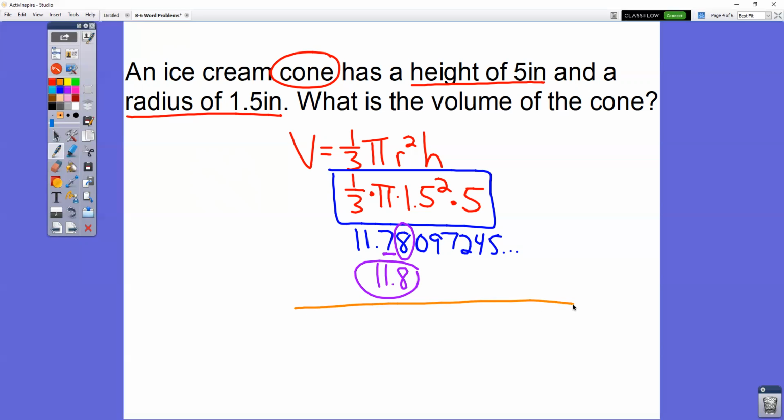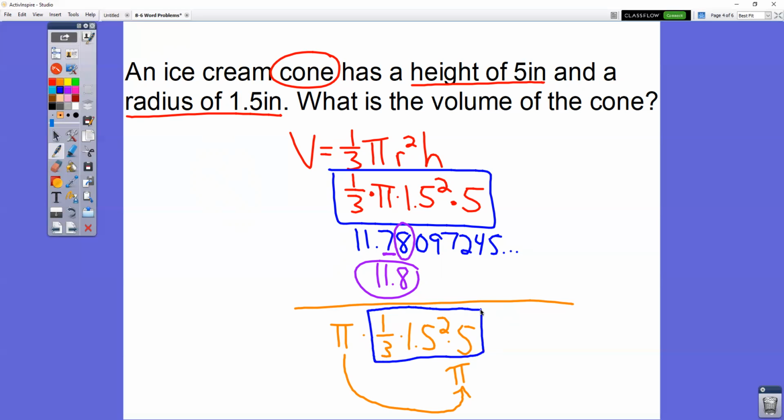If we are leaving our answer in terms of pi, you're still going to have your 1/3. We're still going to have our 1.5 squared, and we're still going to have our 5. But I'm just going to stick my pi here at the beginning because I'm going to put it at the end. I'm not going to include pi in my calculation. The only thing that you type into the calculator is 1/3 times 1.5 squared times 5. You type in everything except for pi. When you do that, you get an answer of 3.75.